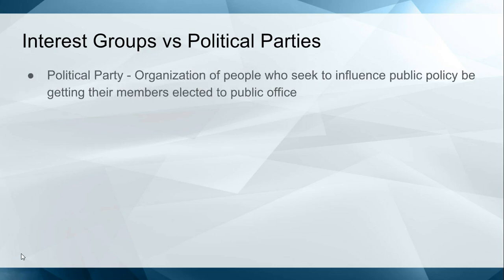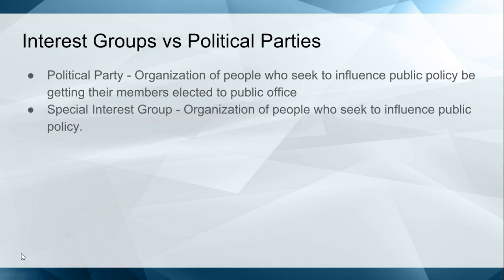A political party is an organization or a group of people who seek to influence public policy by getting their members elected to public office. One more time. Organization of people who seek to influence public policy by getting their members elected to public office. So political parties are going to be election-centered.